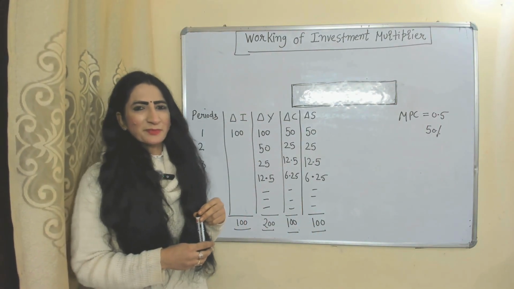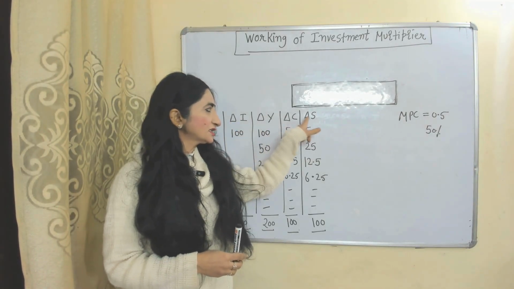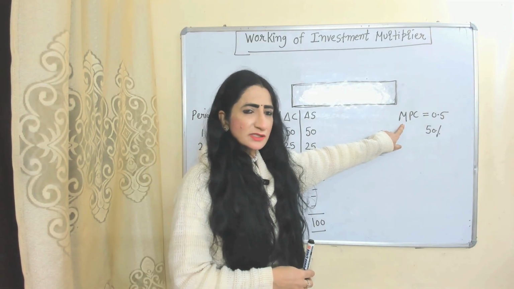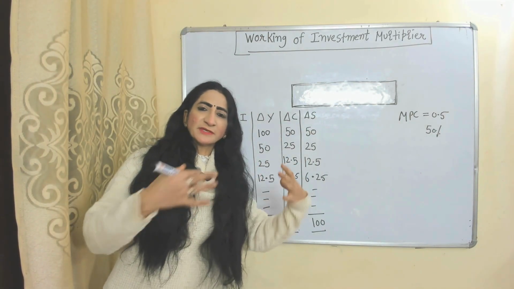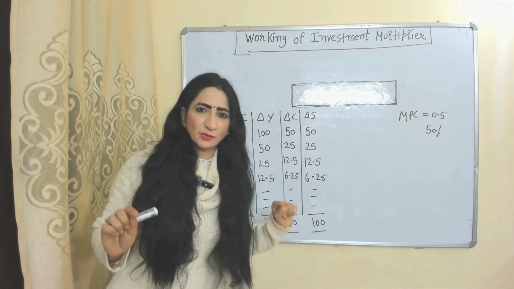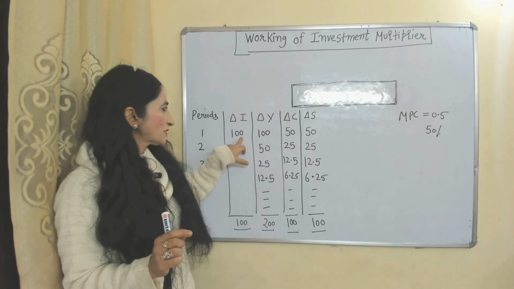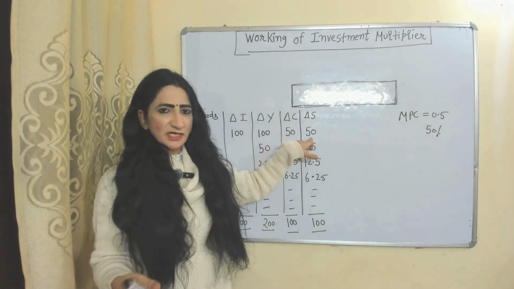Working of investment multiplier. Periods: change in investment, change in income, change in consumption, change in saving. Here we assume marginal propensity to consume equal to 0.5. That means 50% we consume and 50% we save. Initially, in the first period, change in investment is 100, change in income is 100. 50% we consume, 50% we save.